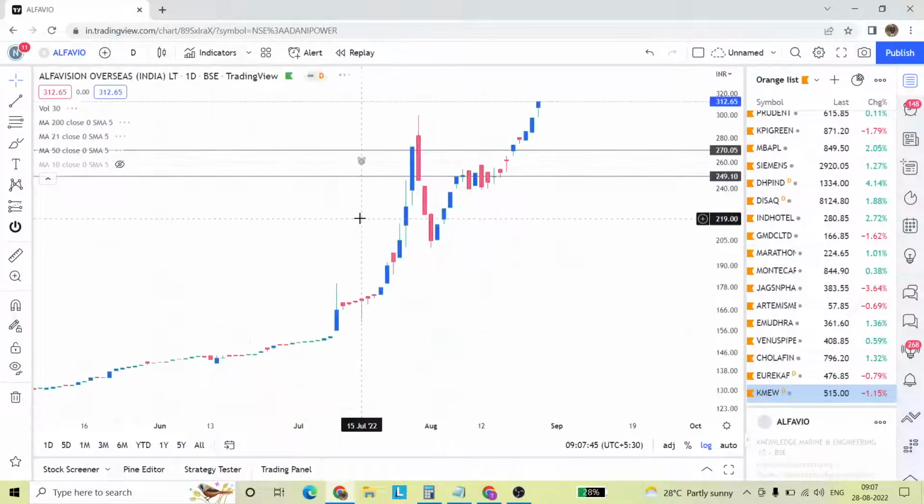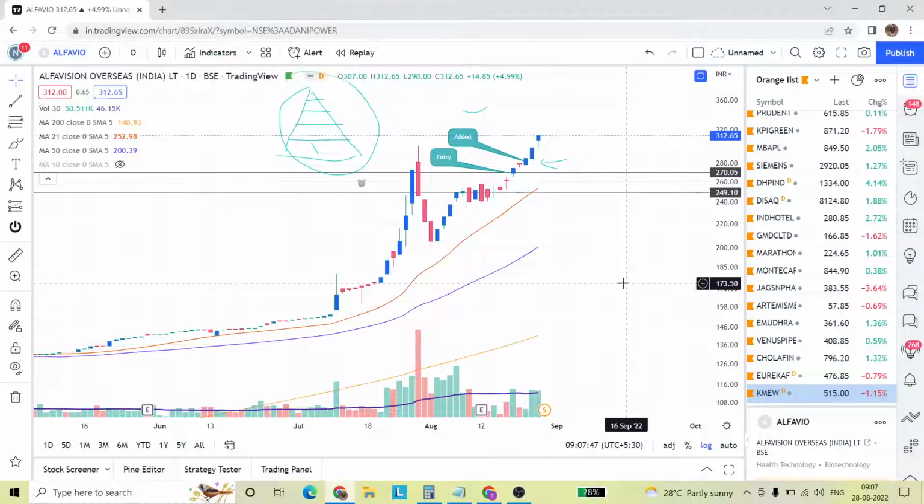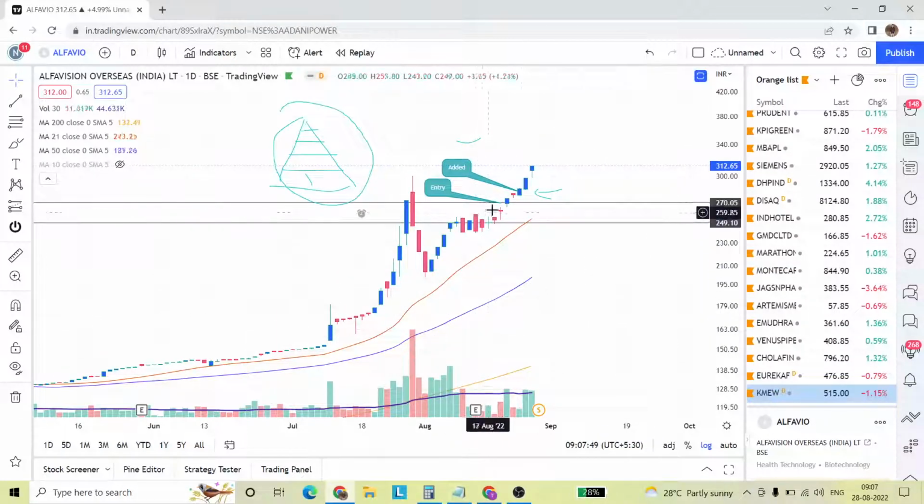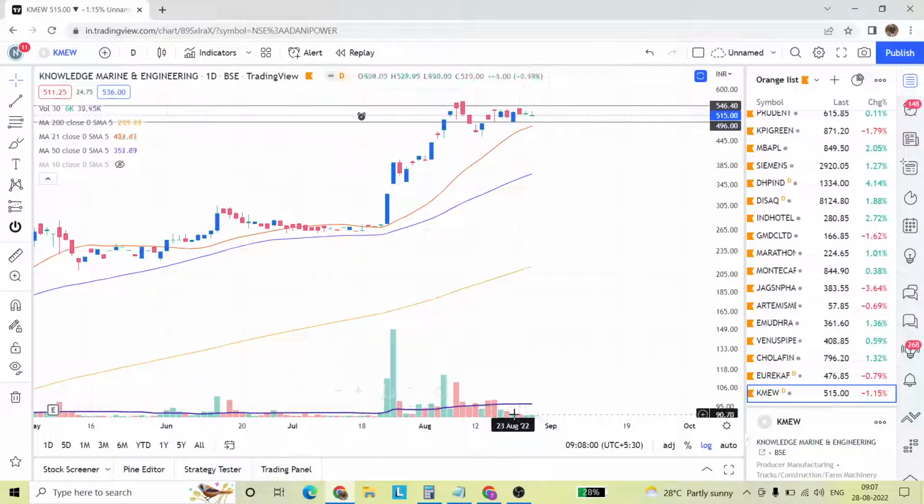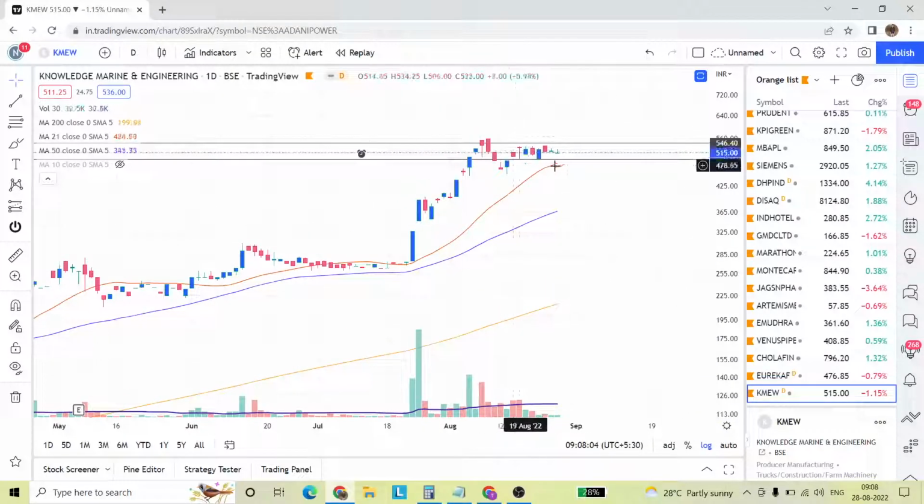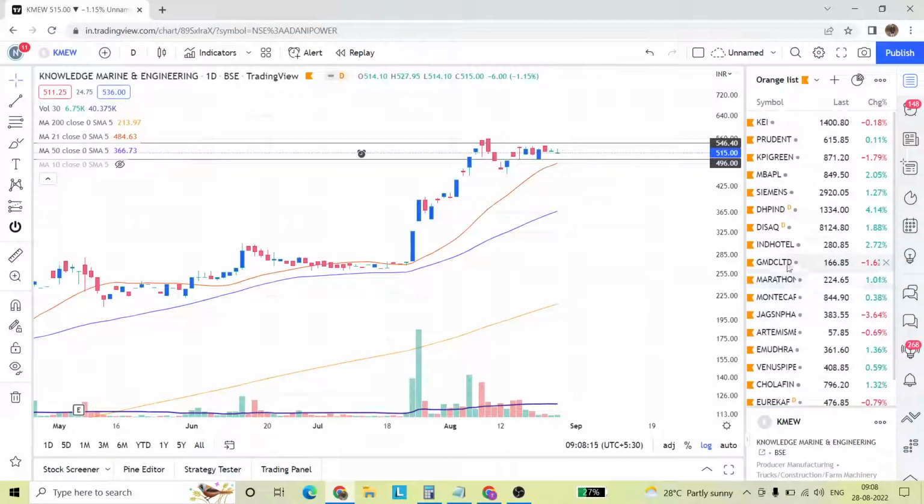Well, most likely, not 100%, because it's a stock market. See, it's the same thing. If it breaks out, we can expect a good move upwards. The same volume characteristics are seen here in KMEW as well: no supply, low volume at the tight zone. So these are my stocks to watch out for, and I'll be looking to enter if I get any breakout, if I get a good opportunity.